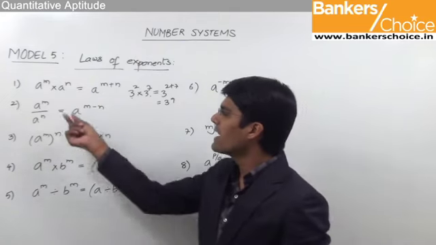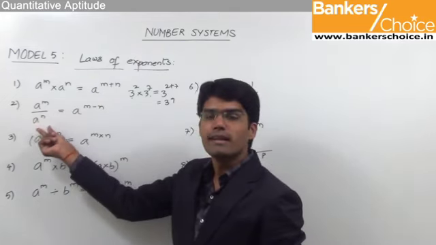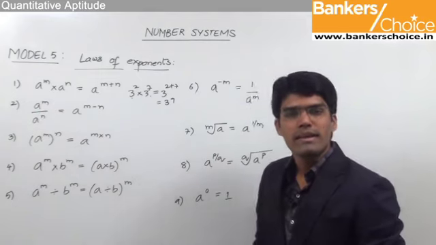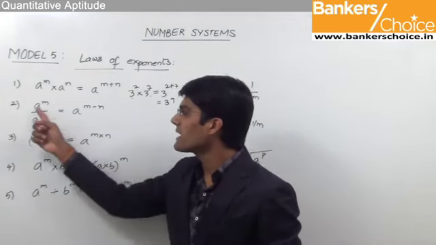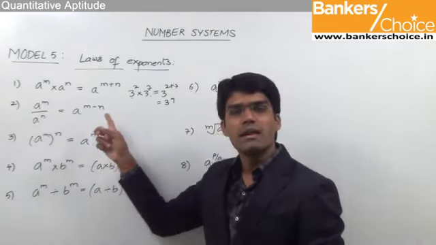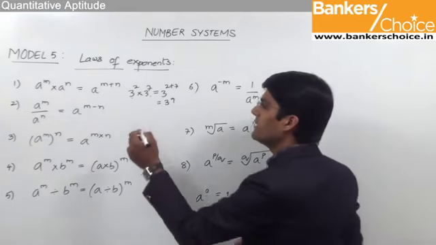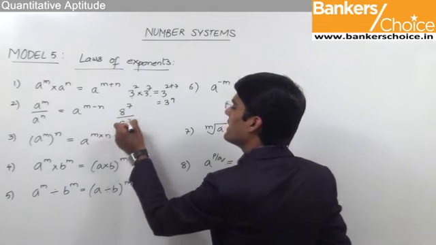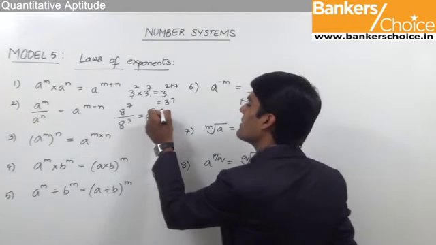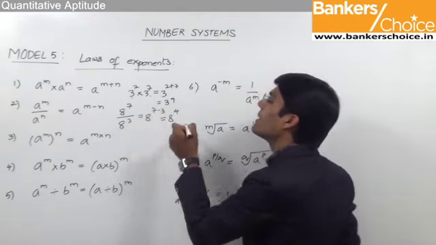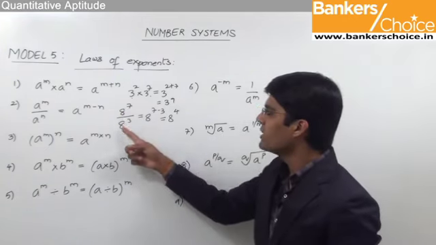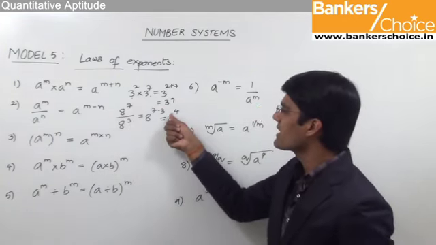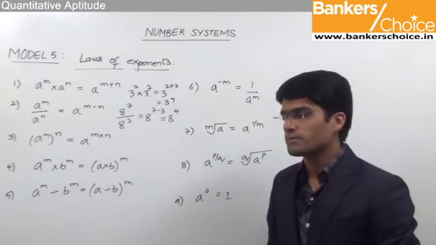The next one here is a^m divided by a^n equals a^(m-n). So whenever the bases are equal and in division form, the powers can be subtracted. For example, 8^7 divided by 8^3 can be taken as 8^(7-3), which is equal to 8^4. So since the bases are equal and in division form, their powers can be subtracted. So we get 8^4.